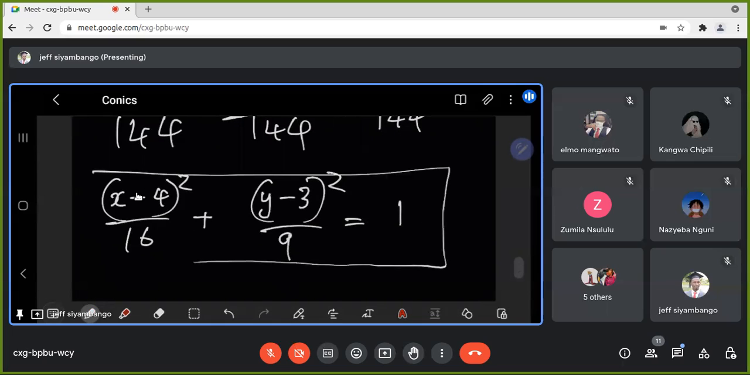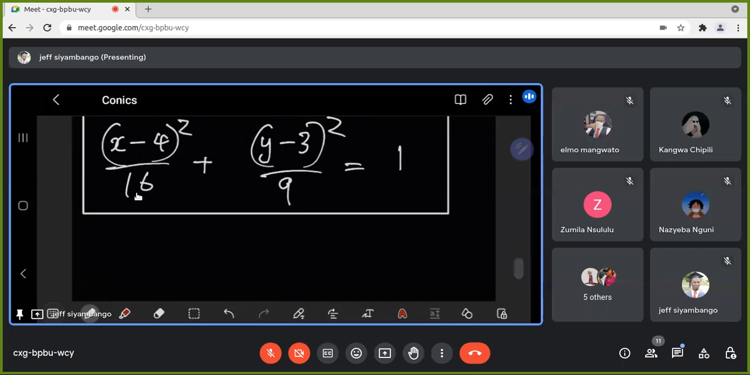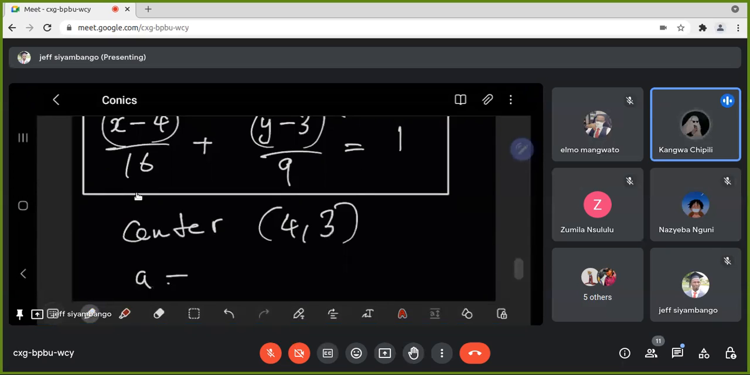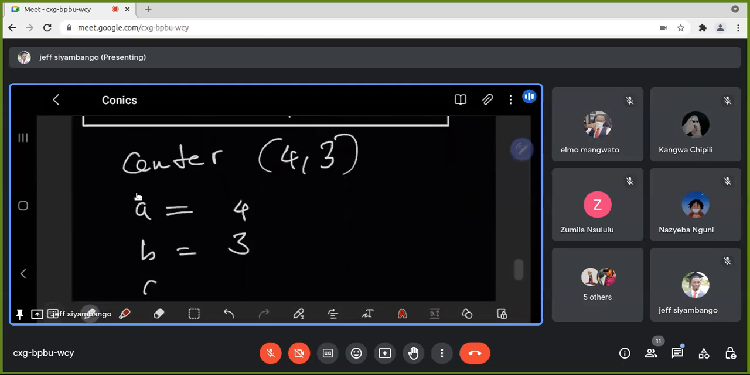So look at this expression. Can you tell me what it is? Can you describe it? To describe it, I'll just say state the center, give me A and B. The center is at 4,3. Then A is the square root of 16, B is the square root of 9, which is 3. Notice that this implies that C is 5.